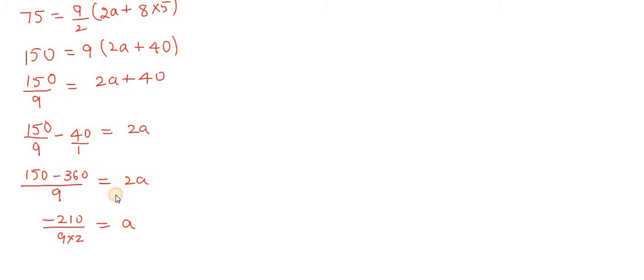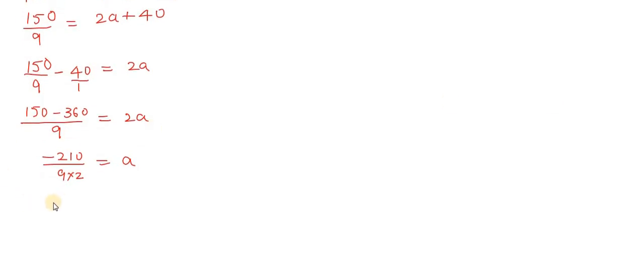So I brought the 2 to the denominator. Now what do we get? a is equal to minus 210 divided by 9 twos, which are 18. We are not able to divide it exactly because it is not divisible, so we simplify it using the tables.